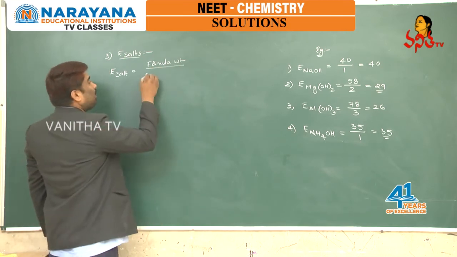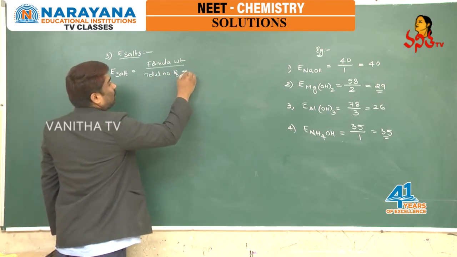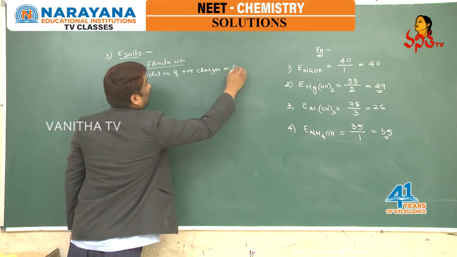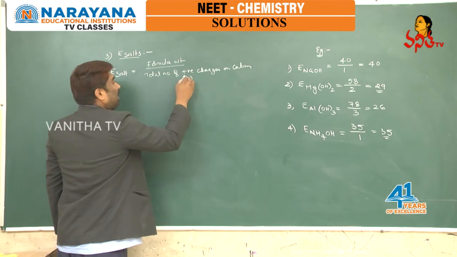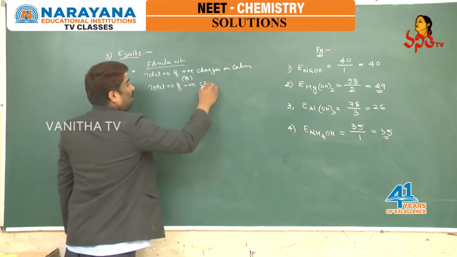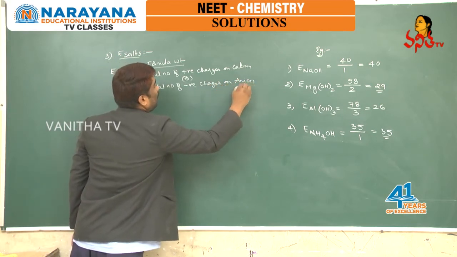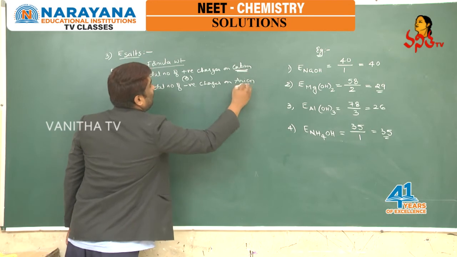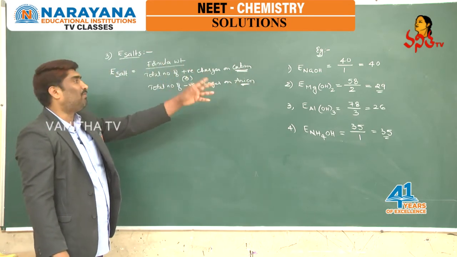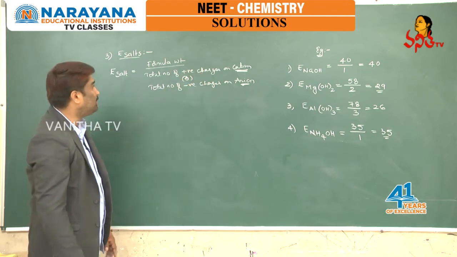So, formula weight by total number of positive charges on cation. Or you can take total number of negative charges on anion. Because salt is neutral. As it is neutral, number of positive charges is equal to number of negative charges. Therefore, you can take either total positive charges or total number of negative charges.